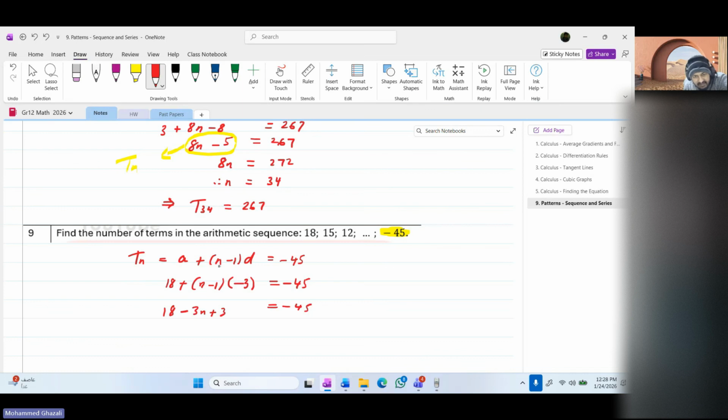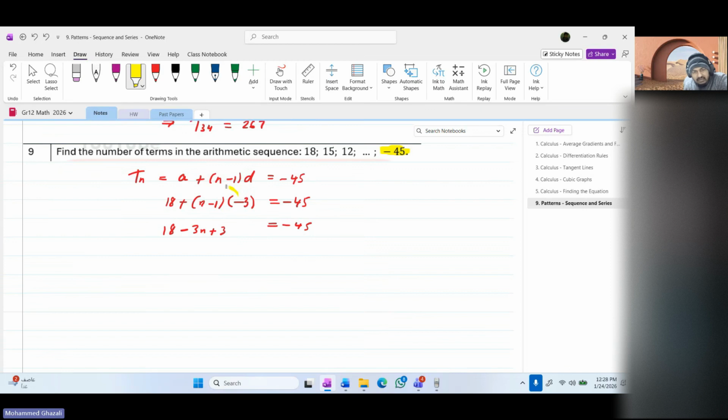You can see minus 3n plus 3. We're opening the brackets up. You have to open up the negative 3 into the two terms here. Now, negative 3n plus 21 is equal to negative 45. Now you take negative 45 minus 21, so you'll get negative 66, I think. Yeah. So that's divided by negative 3, and therefore n is equal to 22.